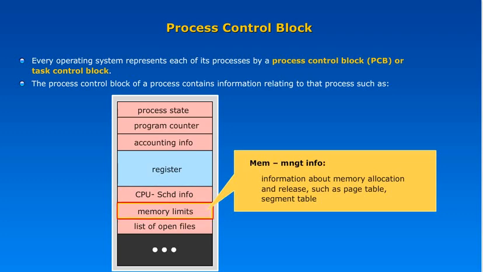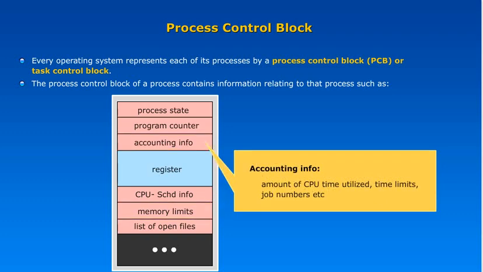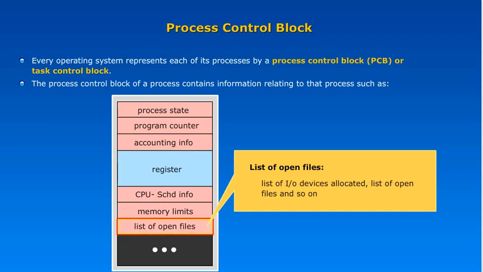Memory management information, which is information about memory allocation and release, such as page table and segment table. Accounting information, such as amount of CPU time utilized, time limits, job numbers, etc. I/O status information, such as list of I/O devices allocated, list of open files, and so on.